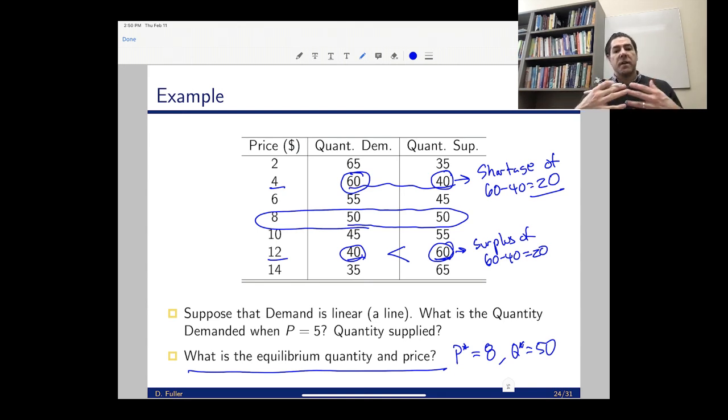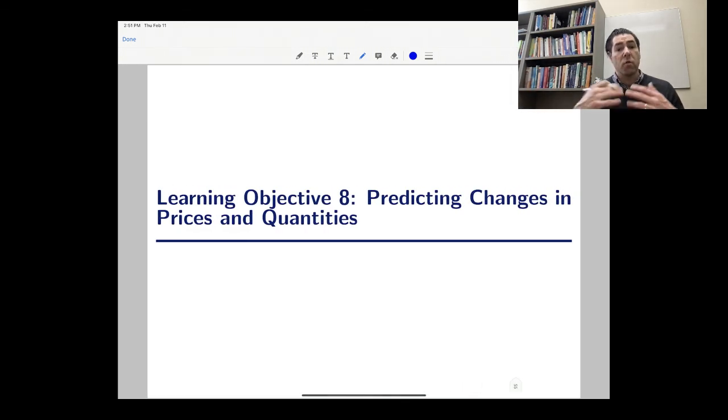Okay, so we'll see this information in graphs or in tables, but we're looking for the same thing, which is at what price is the quantity demanded equal to the quantity supplied. That's our equilibrium. All right, so we'll take this information, understanding of equilibrium, into our next learning objective to then start predicting how events will affect prices.